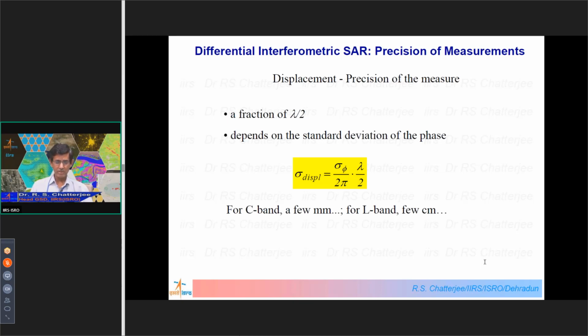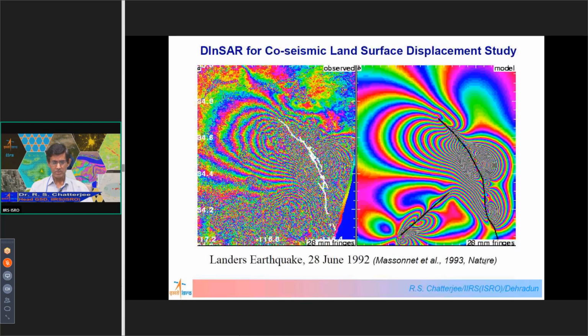So if it is the C band, for example, lambda by 2 is equal to 2.8 centimeter or 28 millimeter, and the precision is a fraction of this lambda by 2. So it will be around a few millimeters to a few centimeters depending on the radar wavelength used. Actually, sigma displacement is equal to sigma phi, that is phase measurement uncertainty, divided by one complete phase cycle, that is 2 pi, into lambda by 2. So that will give you the precision of measure, and depending on the wavelength value, it will come to a few millimeters to a few centimeters.